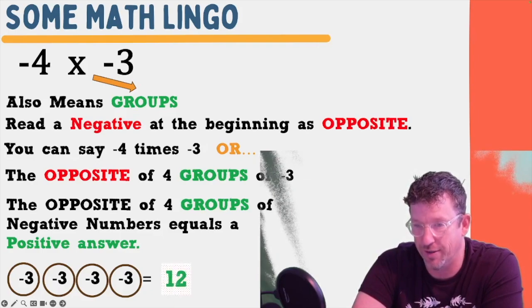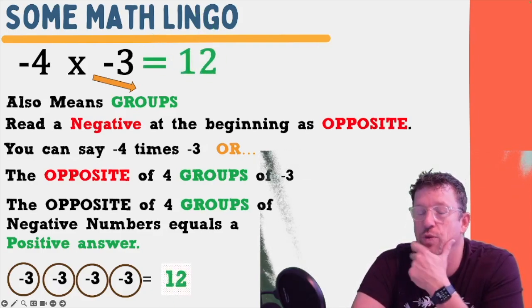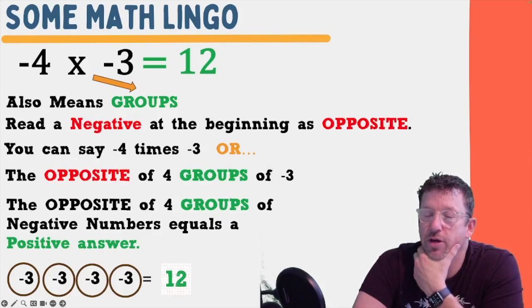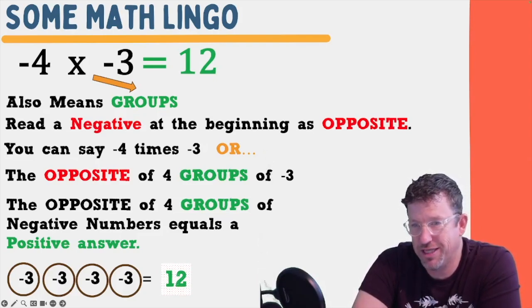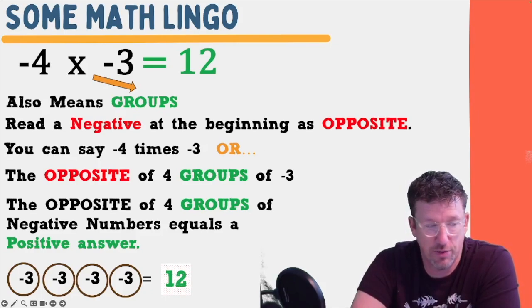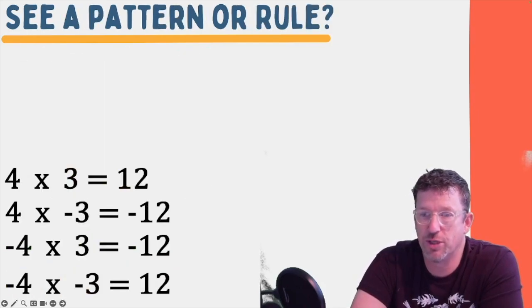That is 12. And so our answer to this one is 12. Hopefully conceptually that makes sense to you. If you just word them that way, what's the opposite of 4 groups of a negative number? Well, you're going to get a negative answer, but we want the opposite, so we want a positive. But there are rules that we can play with. So let's look and see if we find some rules here.